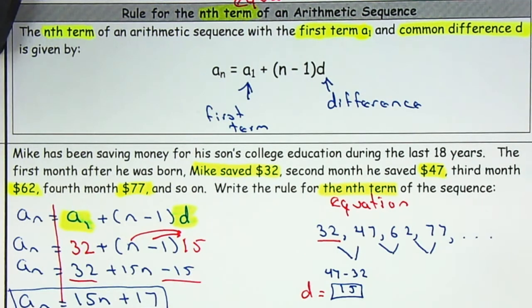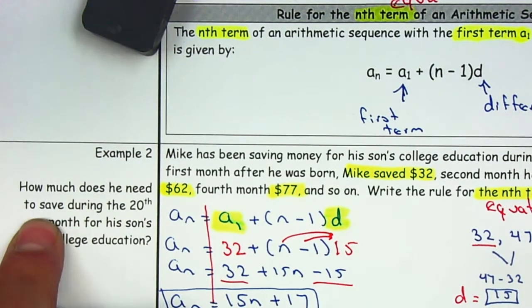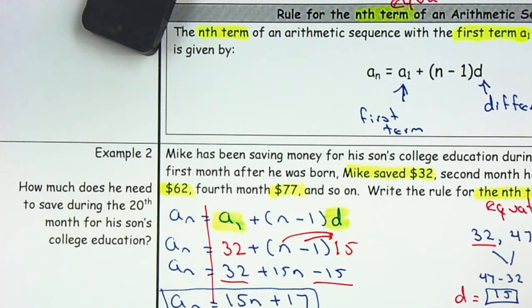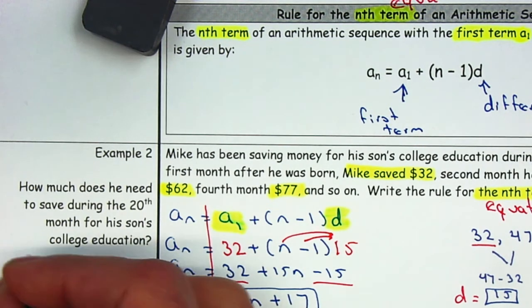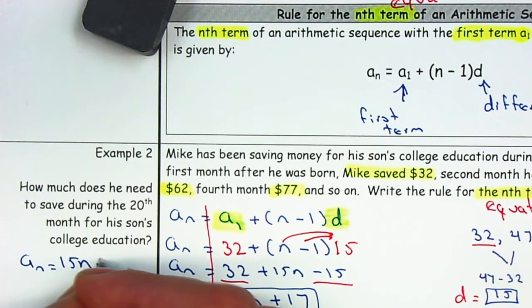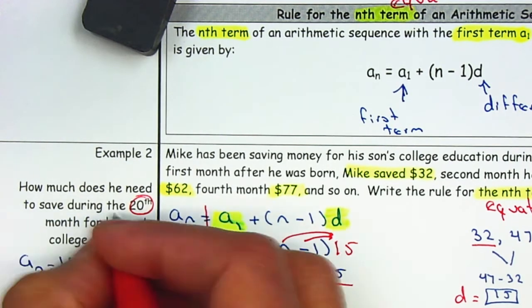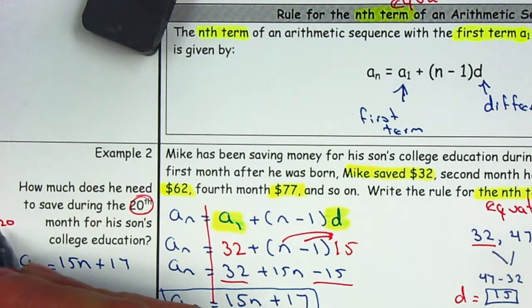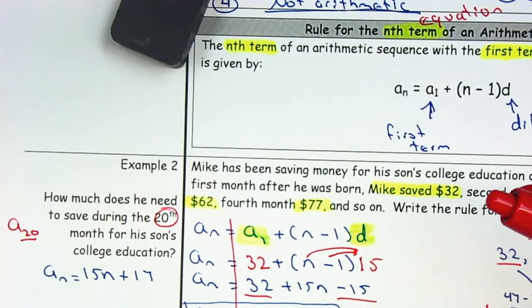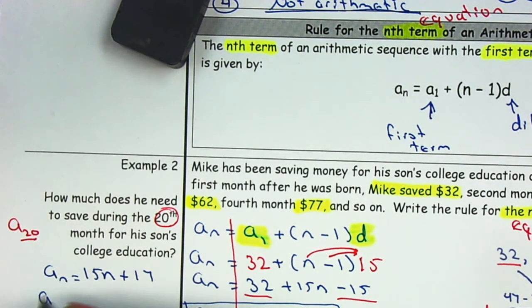Now, on the left-hand side, we have a question that says, how much does he need to save during the 20th month for his son's education if he is to follow the same sequence? So now that we have the formula, the n term, we want to find out a sub 20. That means we want to find out how much he saved during the 20th term. That will signify how much he saved on the 20th month. It will be 15, but instead of the n, we're going to plug in a 20 plus 17. A sub 20 is equal to 15 times 20 is 300, plus 17. So on the 20th month, he needs to save $317.